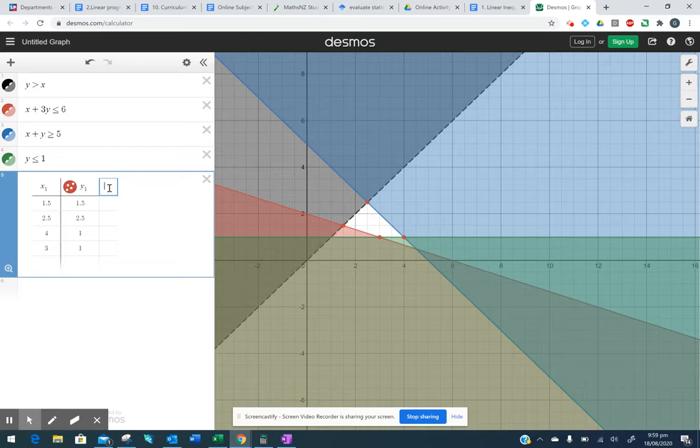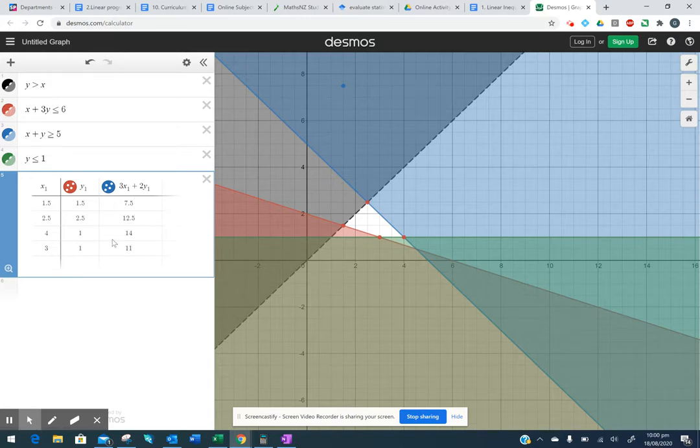Now in this box, I want to put my profit equation. So I want 3 lots of X, but X has got this little 1 attached to it. So I'm going to type in X, and then when I type the 1 in, it makes it the subscript 1, and it finds that. And then I'm going to go plus 2 lots of Y1, and it has found me my profits.